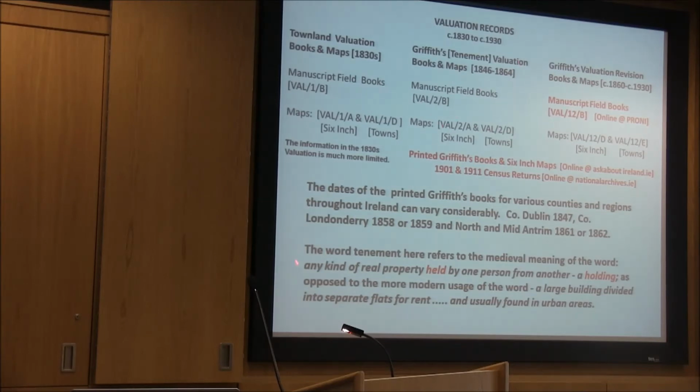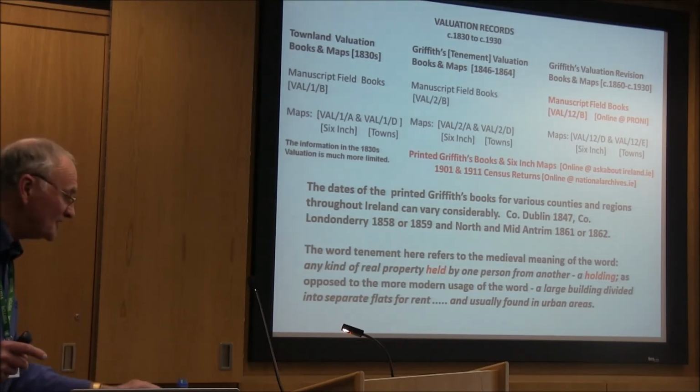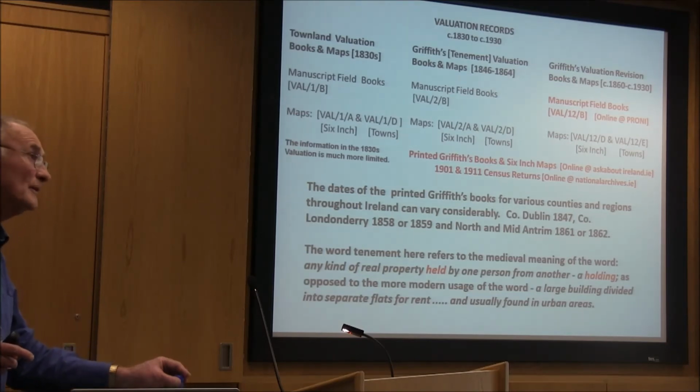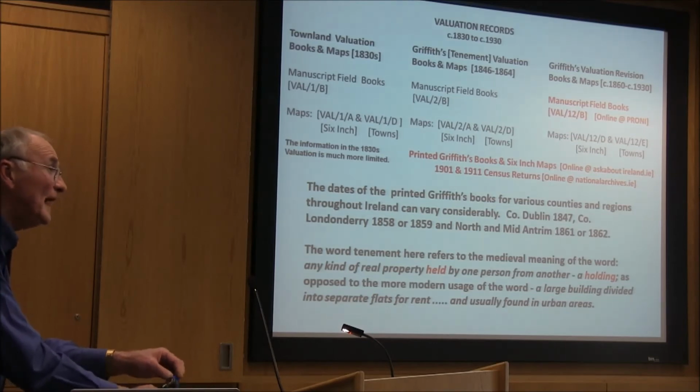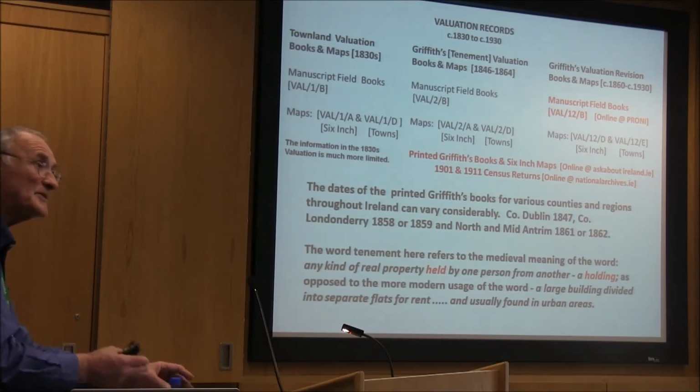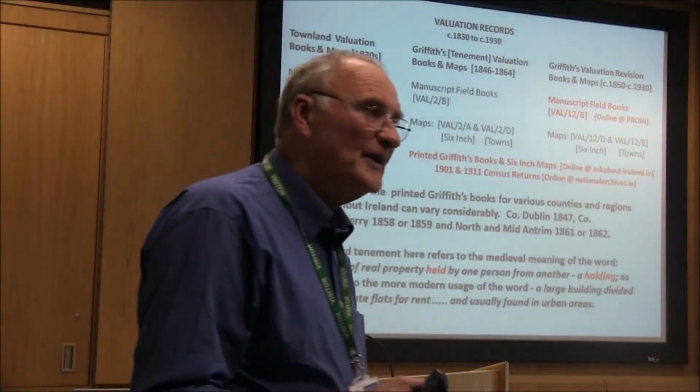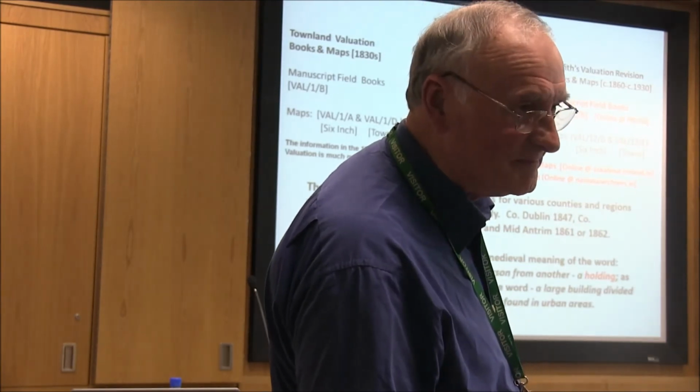Then we go on to the valuation revision books, which are the ones that we were talking about a moment or two ago. They have gone online recently, and what it means is this. You can now start in 1861 with the printed valuation or the manuscript field book after you have checked it, and you can then trace what happens to every holding and every house all the way through to 1901 and 1911, and you can match it if you know what to do.